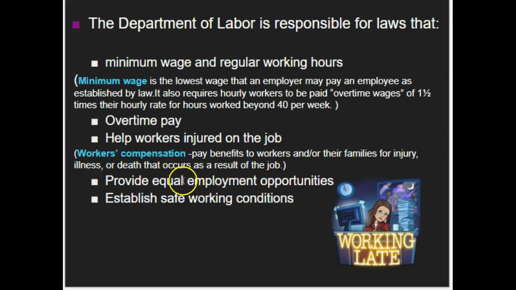The Department of Labor also provides equal employment opportunities for all and fights for all employees to have equal employment opportunities. And lastly, they set up a policy saying that you must establish safe working conditions and environment for your employees. So again, that goes with the workers' compensation. If they're going to be injured because of your neglect, then that's something that the Department of Labor should come in and assess.